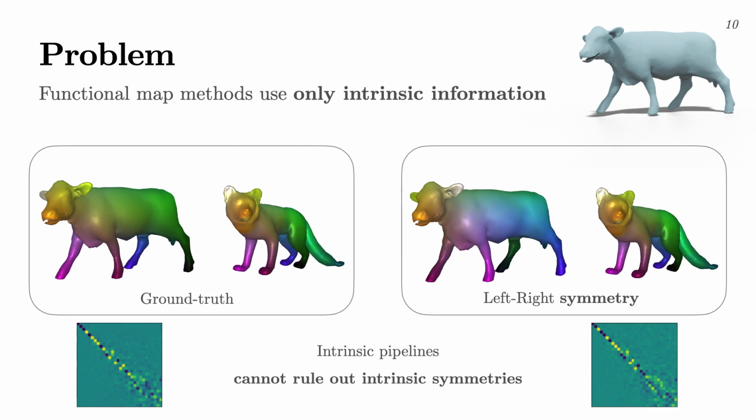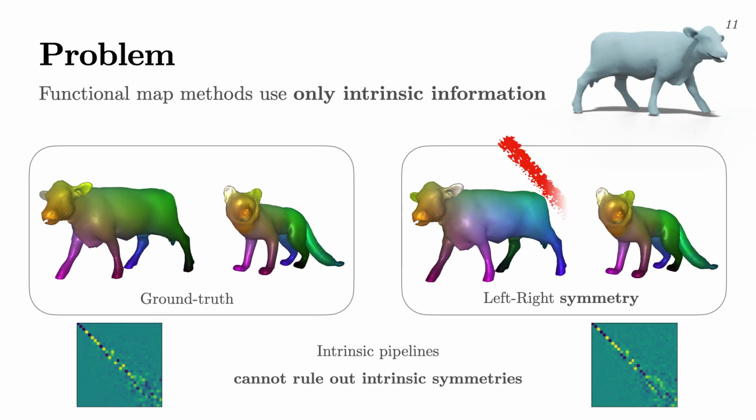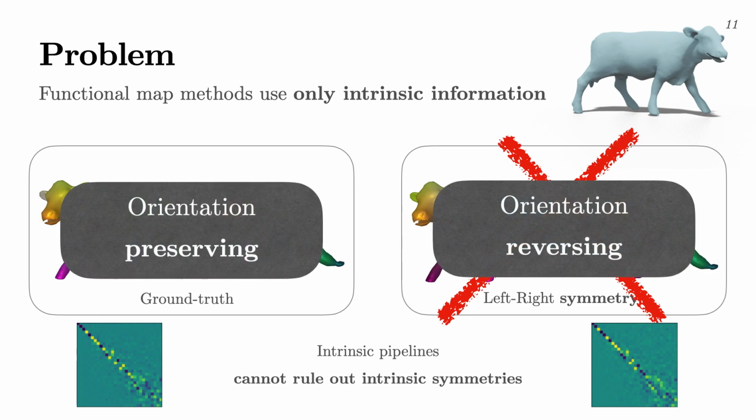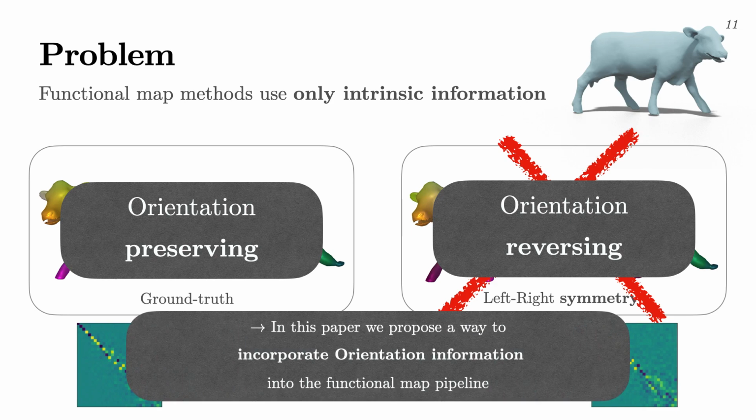Yet, we would like to have a possibility to rule out this left-right symmetry with the encoding of the map, meaning that we don't want this left-right symmetry to have a nice encoding like this. And one interesting remark that we could make at this point is that the first map, the ground truth, is orientation preserving, while the other one reverses orientation. I'll come back to this and why is that? Our idea is to incorporate orientation information into the functional map pipeline.